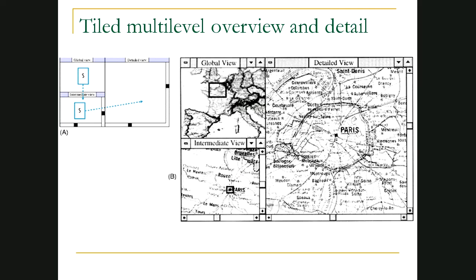But they have a solution for this. Why not have multiple intermediate overviews? So here is an example that has a detailed view of Paris. You can see the neighborhood of Paris, and then you can see a map of the entire Europe. And now if I want to go to Germany, I would just move this window here, and then I can click on Berlin, just like I clicked here.